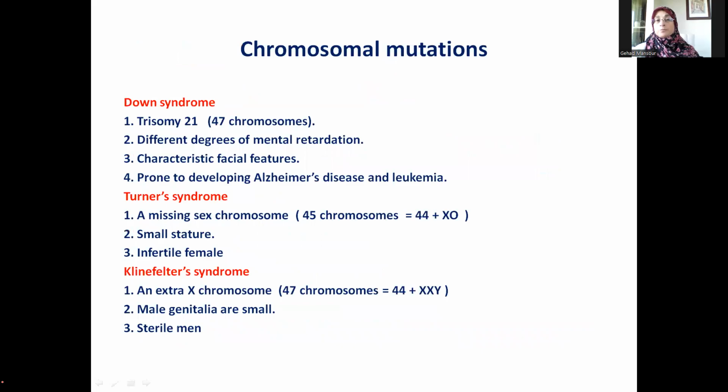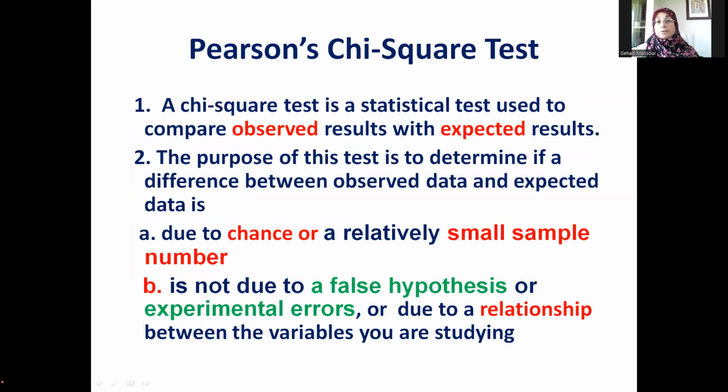We have just seen chromosomal mutation. We studied Down syndrome, Turner syndrome, and Klinefelter's syndrome. And we will stop here because this is the last item. We will be discussing it later on in part 6 or in the classroom. And this is the last thing we will be discussing in heredity.